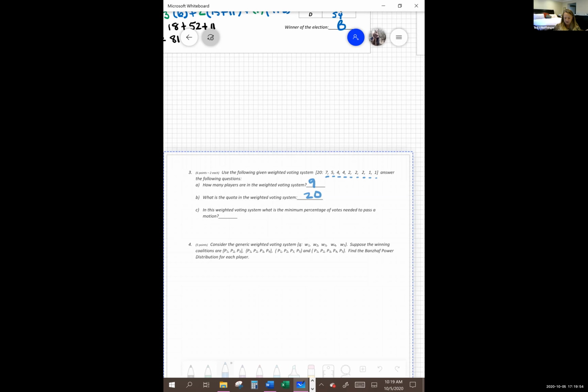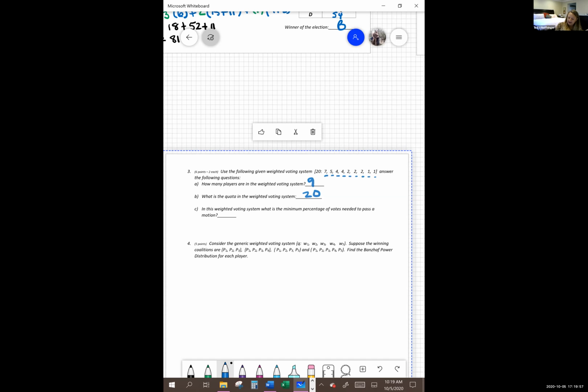In this weighted voting system, what is the minimum percentage of votes needed to pass a motion? Well, it depends on if we want half. I was thinking of the question wrong, but go ahead, Tyson. What were you going to say? Oh, I was just going to say there's 38 total votes and you need 20 to pass it. I think I counted that right, but I also might have messed up. Yeah, so we need to look at the weights and calculate all the weights for every single player.